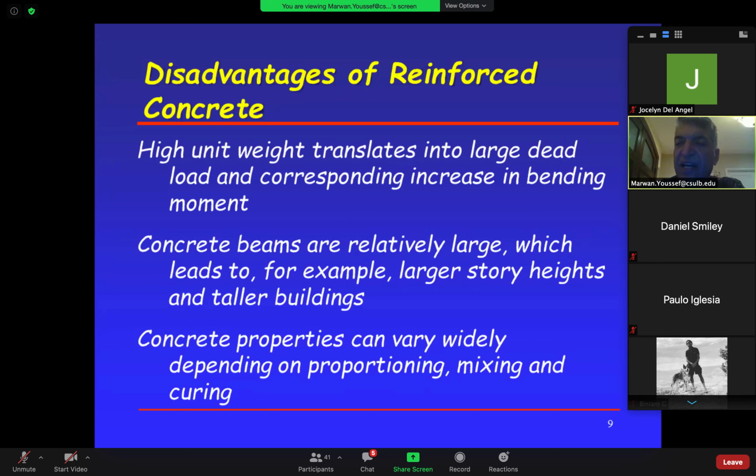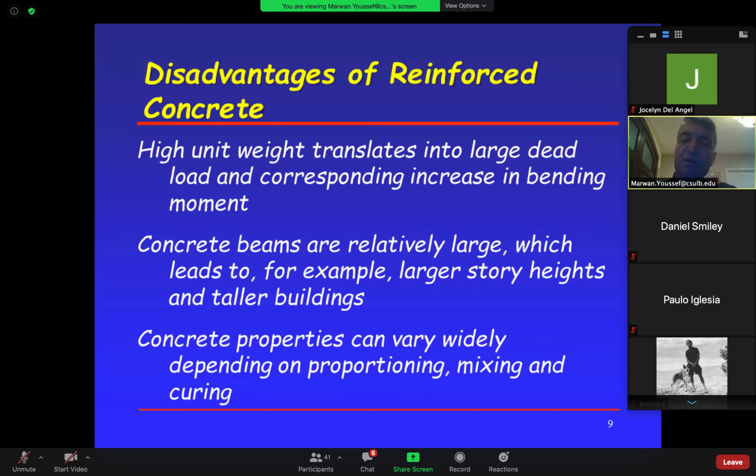The higher the building, the higher the wind load. What happened to seismic load? The higher the building, the higher the seismic load. So we try to minimize the depth, the height of the building. But in reinforced concrete, because the beams are deep, you're going to end up with that.